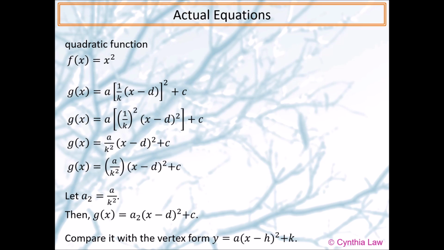y = a(x − h)² + k. So back in grade 10, we learned that a represents the vertical stretch or compression of the quadratic function. So now it's represented by a₂. And then h and k, that point is the vertex. So d comma c, that point is the vertex.